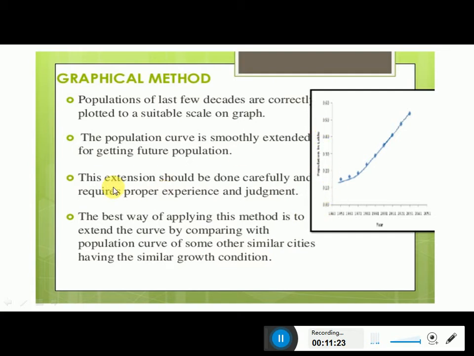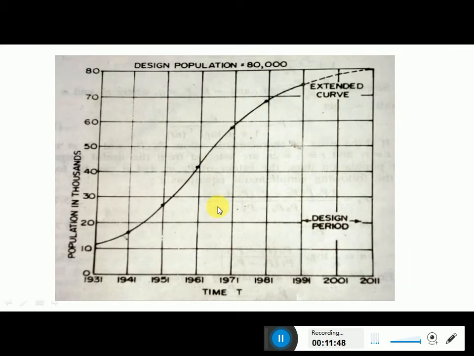Here, the population is plotted, and to predict the future population, the curve will be extended smoothly for getting the future population. So this method is used for predicting population by comparing with the previous population. Here you can see clearly the population from 1931 to 2011 is plotted. This is time on the x-axis, and P is the population in thousands on the y-axis.